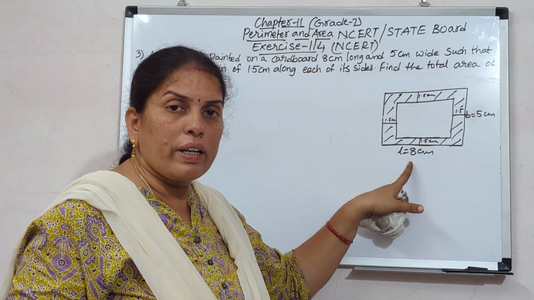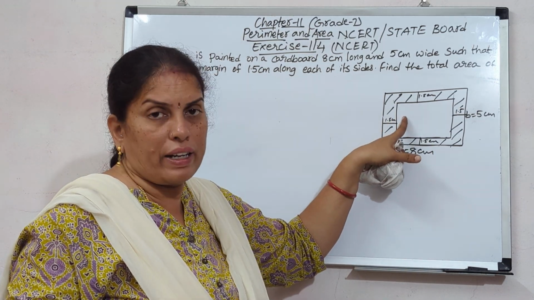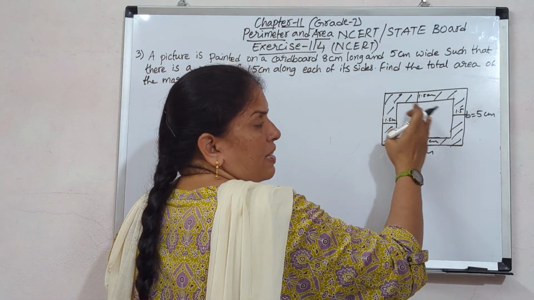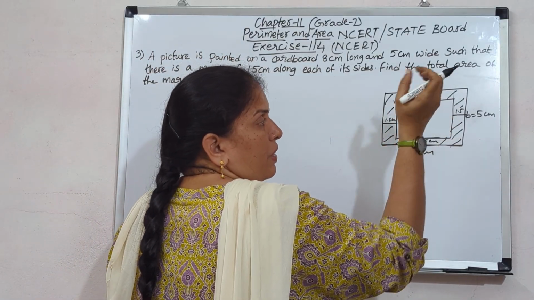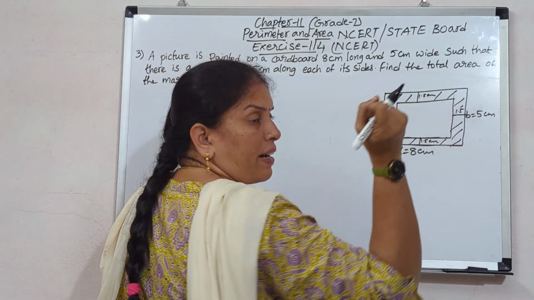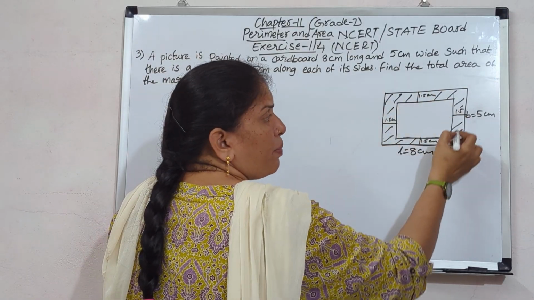Now, area of the outer rectangle minus area of the inner rectangle. What will you get? I cut this piece. Think this is a cake piece. I cut this part. In the total rectangle-shaped cake, I removed this part. What will be there? Only this part will be left now.